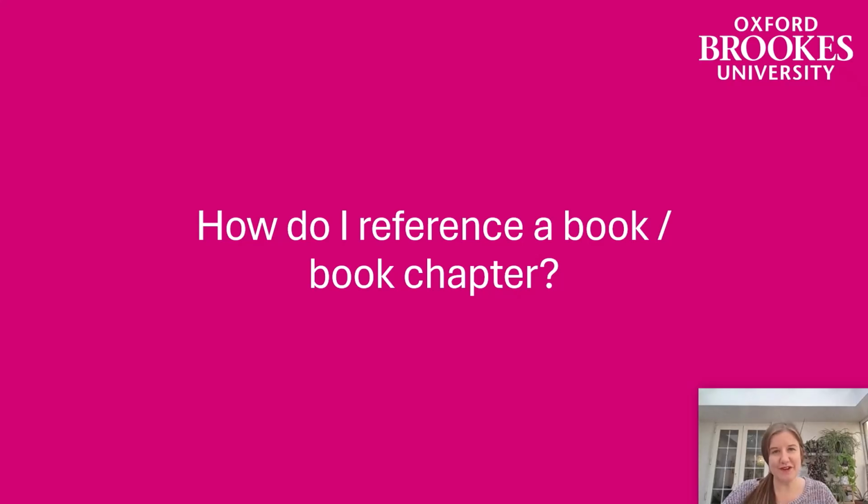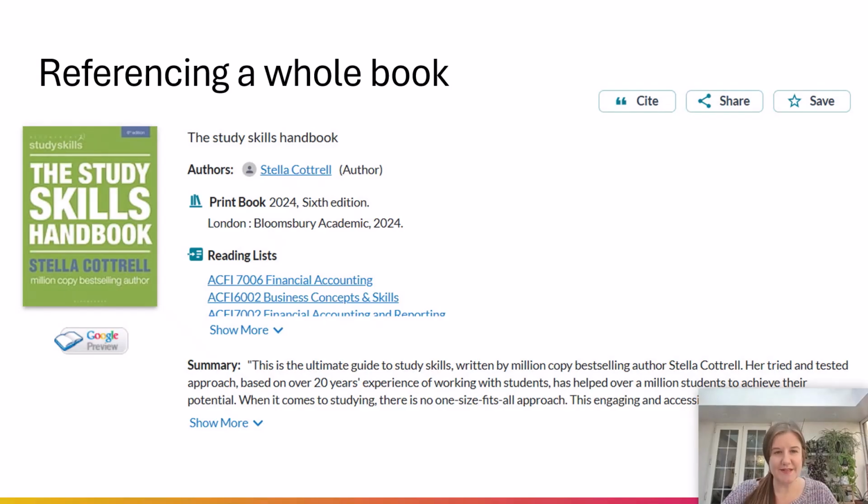In the next few videos, we're going to look at some specific examples of referencing different types of sources. We'll start with how to reference books and chapters in edited books. Here's a record on Library Search for a book called The Study Skills Handbook by Stella Cottrell.